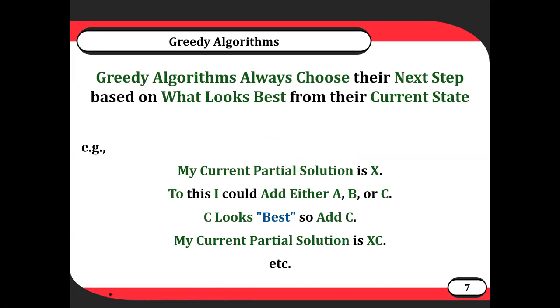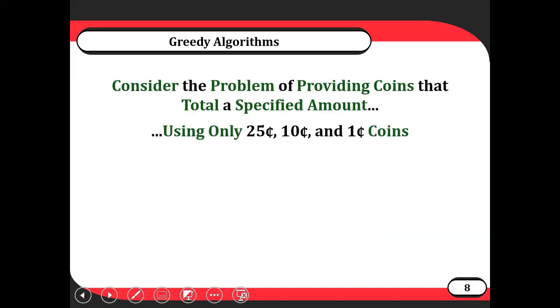So we'll start with greedy algorithms. Greedy algorithms always choose their next step based on what looks best from their current state. I have some partial solution, and then I look at the things that I can add to my solution, either A, B, or C, and I take the one that looks best. In the long run, maybe it's not the best choice to make. For instance, if I'm trying to find a short path in a graph, I take the step that gets me closest to the destination, but unbeknownst to me, I'm taking a step closer to some obstacle or maze that's going to actually take me further from the destination. But it looks the best from where I'm standing. That's the definition of greedy algorithms.